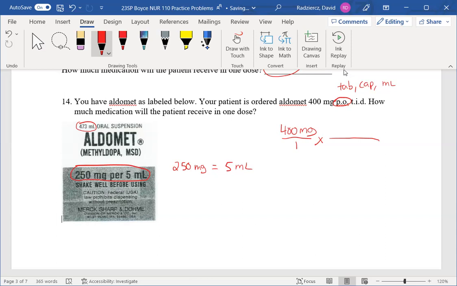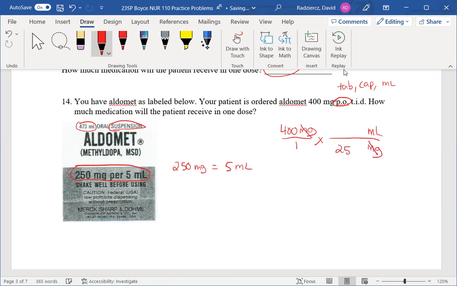The label has milliliters on it. It is a suspension, which tells me it's a liquid. If it's liquid, it'll also indicate per 5 ml. Those are all the clues of what you're looking for in this particular problem. So what I'm converting to is milliliters. What I'm trying to get rid of is milligrams.